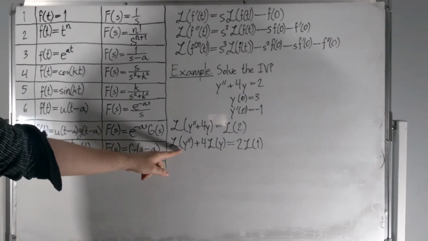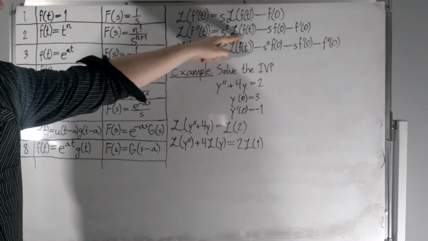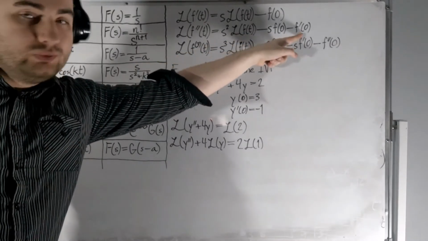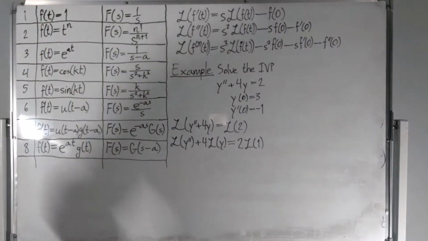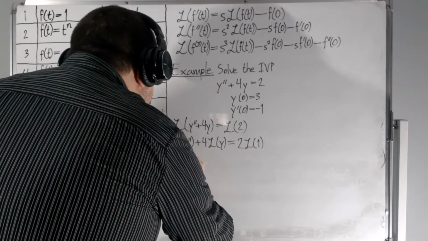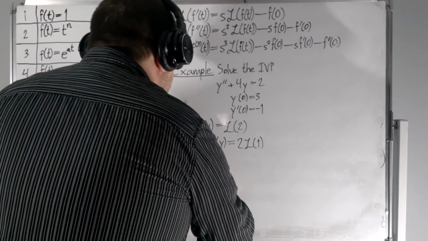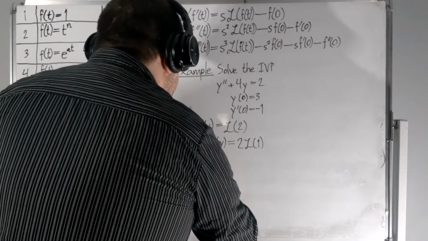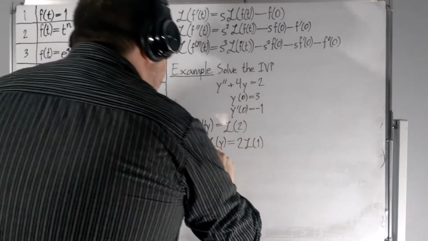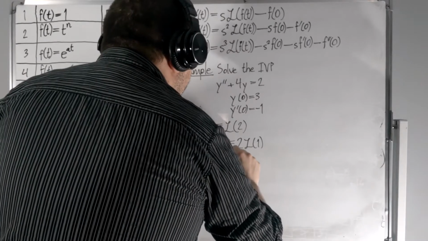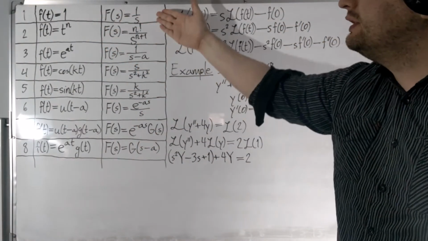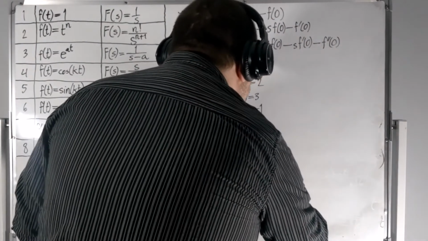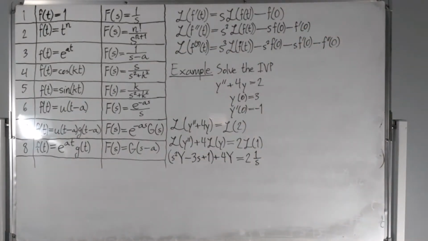Now, the Laplace transform of y'' is s squared times the Laplace transform of y, minus s times y(0), minus y'(0). And we have all that information because we're dealing with an initial value problem. So what we get here is, first of all, this first term becomes s squared times the Laplace transform of y, minus s times y(0), so that's 3s, minus y'(0), so that's plus 1. Then add to this 4 times the Laplace transform of y equals 2 times the Laplace transform of 1. According to our table, the Laplace transform of 1 is 1 over s. Okay, so we have that.